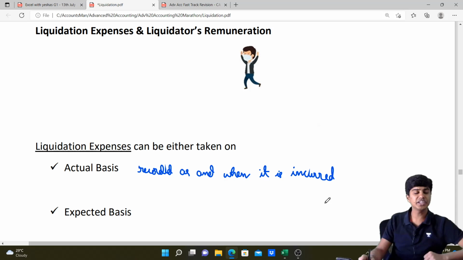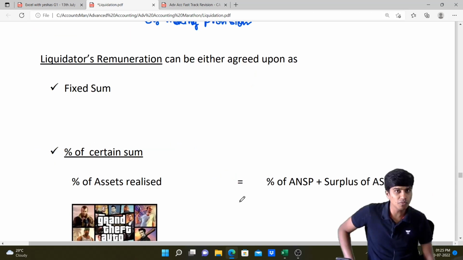Now, when it comes to liquidators remuneration, why are we giving liquidator remuneration? Because there is a certain amount of effort involved in sale of assets, and a certain amount of effort involved in paying liabilities. Because the liquidator is putting efforts into selling assets and paying liabilities, he is entitled to remuneration. Now, you can give liquidator remuneration as a fixed sum, predetermined, meaning in the beginning of the question it will be given to us. At the time of appointment only, the remuneration is fixed.